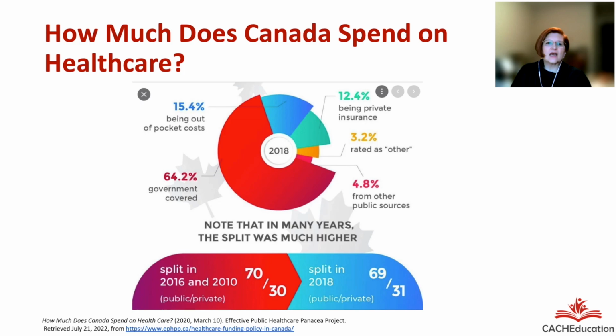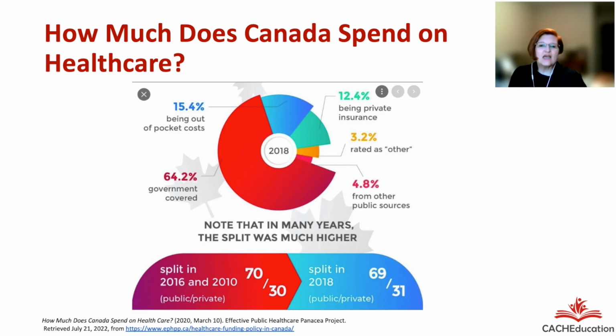So how much does Canada spend on healthcare? Well, in 2018, 15.4% were out-of-pocket costs. 64.2% was government-covered expenditures. 4.8% came from other public sources. 12.4% was funding that came from private insurance plans, and 3.2% came and was rated as other contributions.